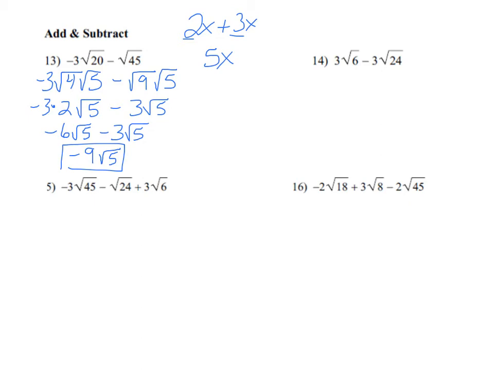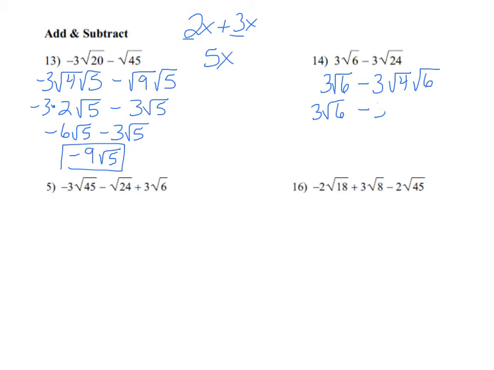Okay, let's try number 14. Again, radicals are not the same, but we can do some reducing to help get them there. The 3 square root of 6, can't do anything with that, so I'll just leave it. Minus 3, I can break down the square root of 24 with a 4 and a 6. So that's negative 3 times 2. Okay, I might start doing a little bit of that in my head.